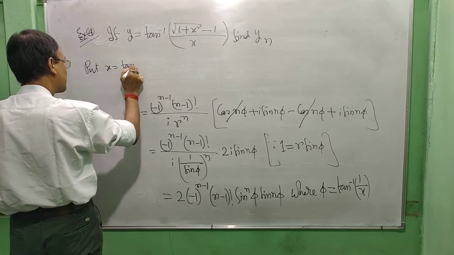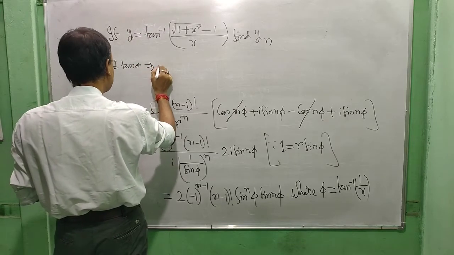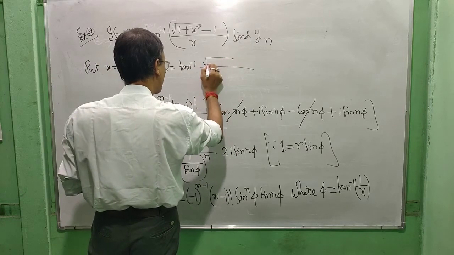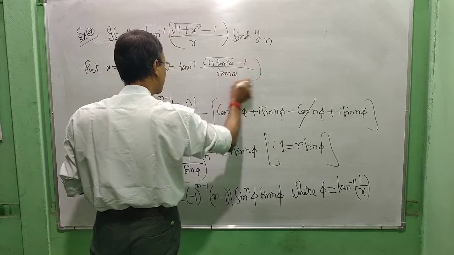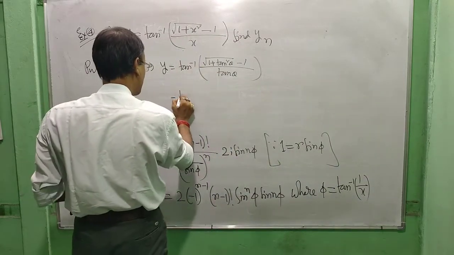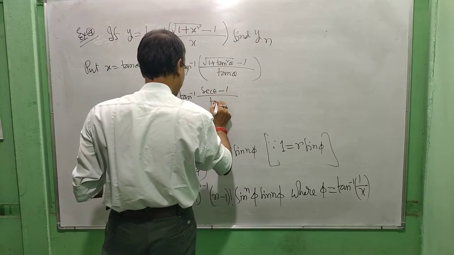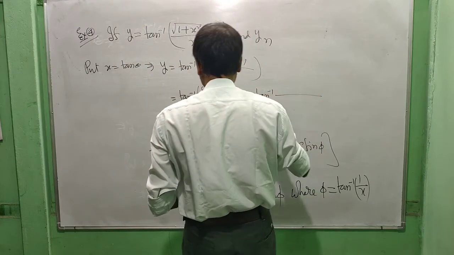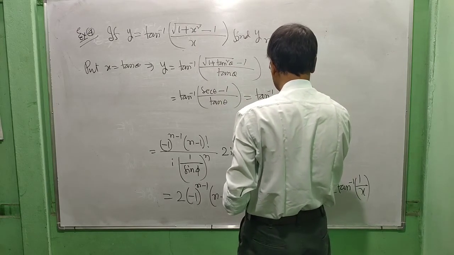Now put x equal to tan theta. This means y equals tan inverse of (root over 1 plus tan square theta minus 1) divided by tan theta. This is equal to tan inverse of (sec theta minus 1) divided by tan theta. Multiplying numerator and denominator by cos theta, this is equal to tan inverse of (1 minus cos theta) divided by sin theta.